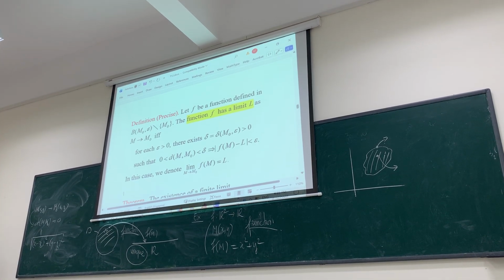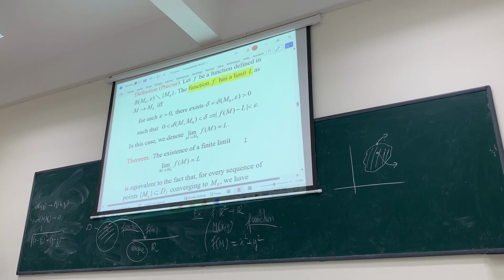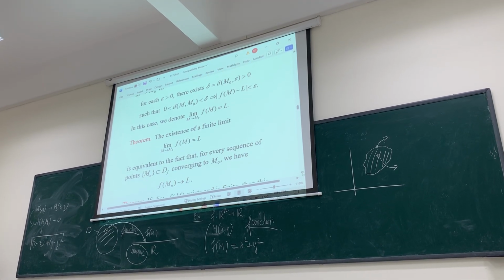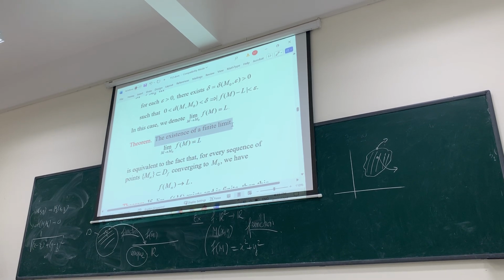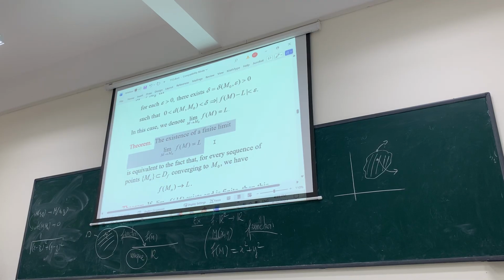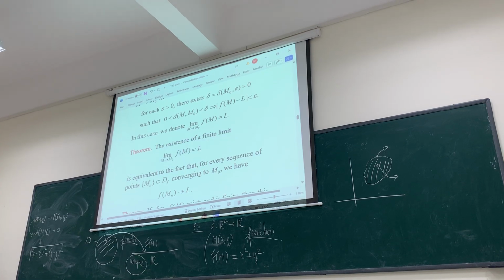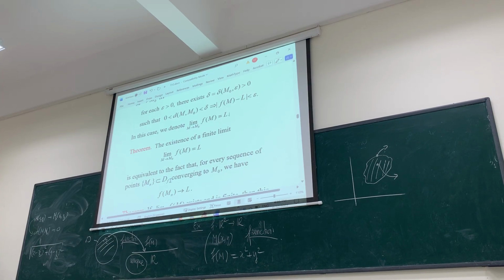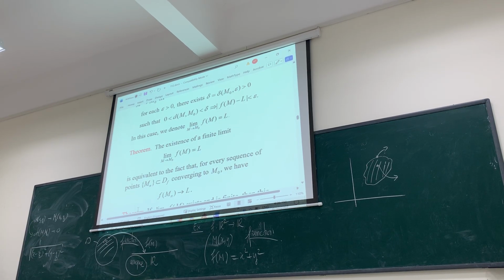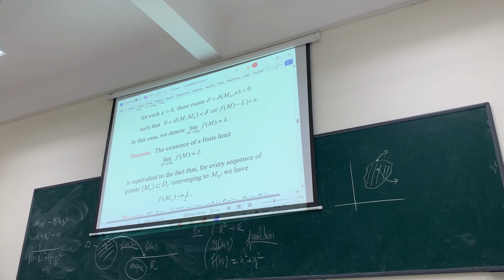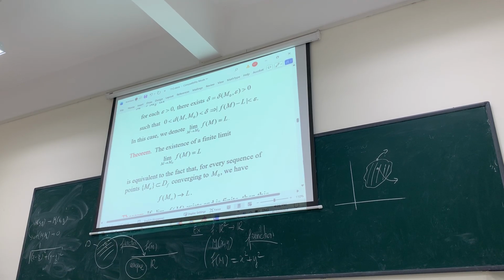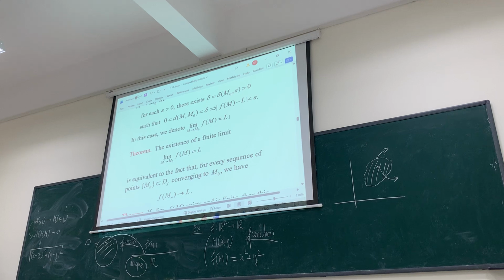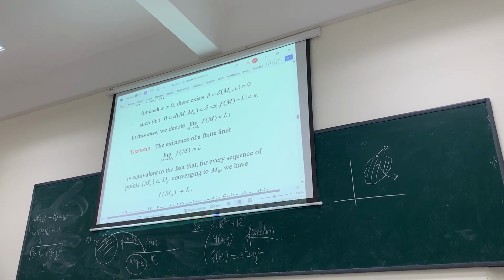Now, we have the sequence. The existence of the limit of the function, based on the precise definition, is equivalent to the fact that for every sequence of points in the domain converging to n0, the sequence of function values tends to L. Does that mean all sequences of points tending to n0 have the same limit? Okay, the same limit.